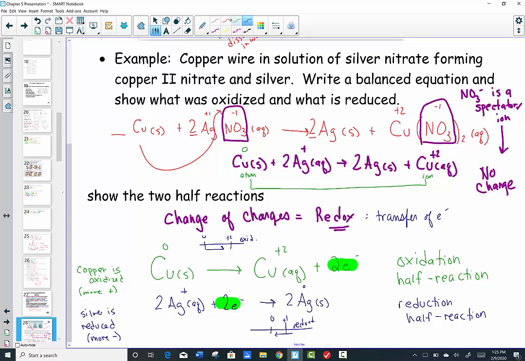Now, one more vocabulary word. If copper is oxidized, and it is, it forced silver to be reduced. So it is called the reducing agent. Silver was reduced, and it was, but it forced copper to be oxidized. So it's called the oxidizing agent.